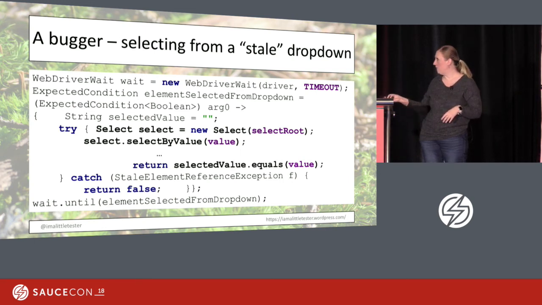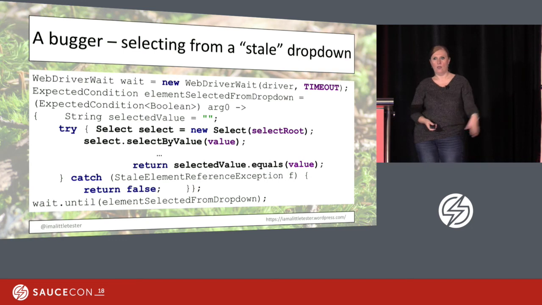Then you need to select by value, in my case. So I needed to select something from the dropdown. Let's say it was the name of a car. And then I needed to do a check, because I noticed that not all the time when I was selecting from the dropdown, that value was actually selected. So sometimes the test would just say, OK, I selected it, and actually nothing was in the dropdown.